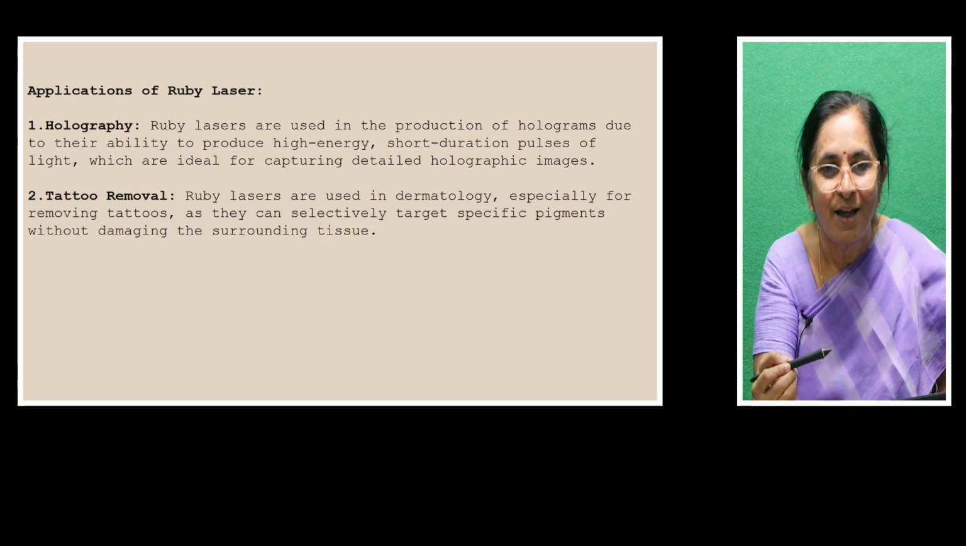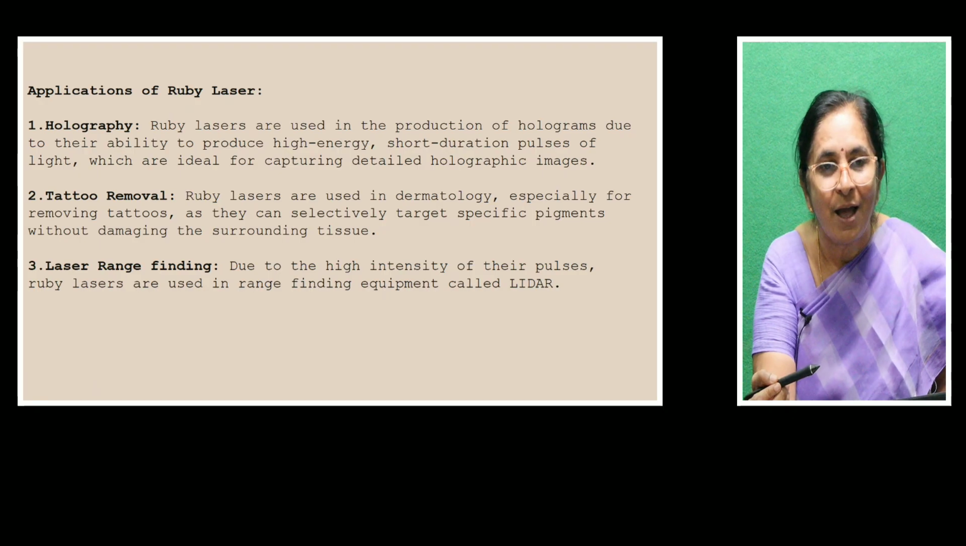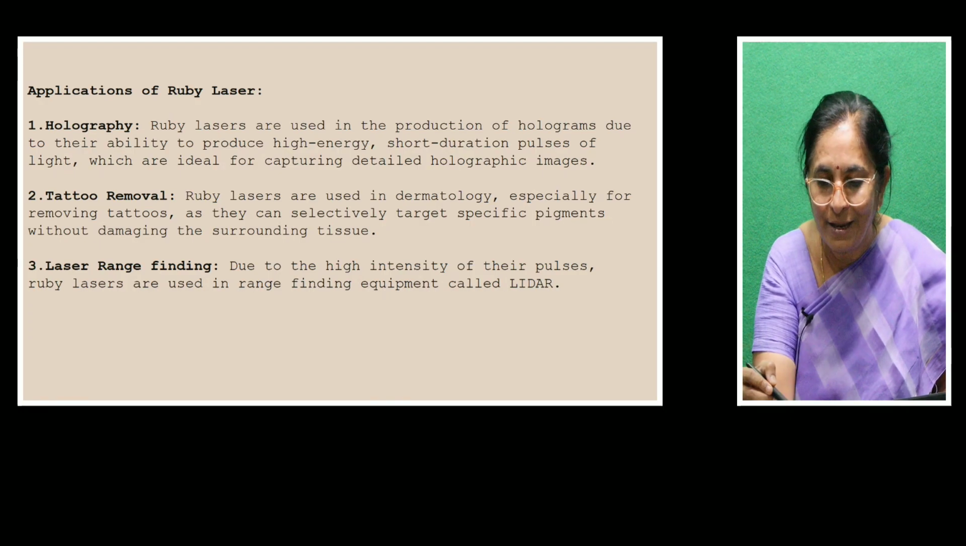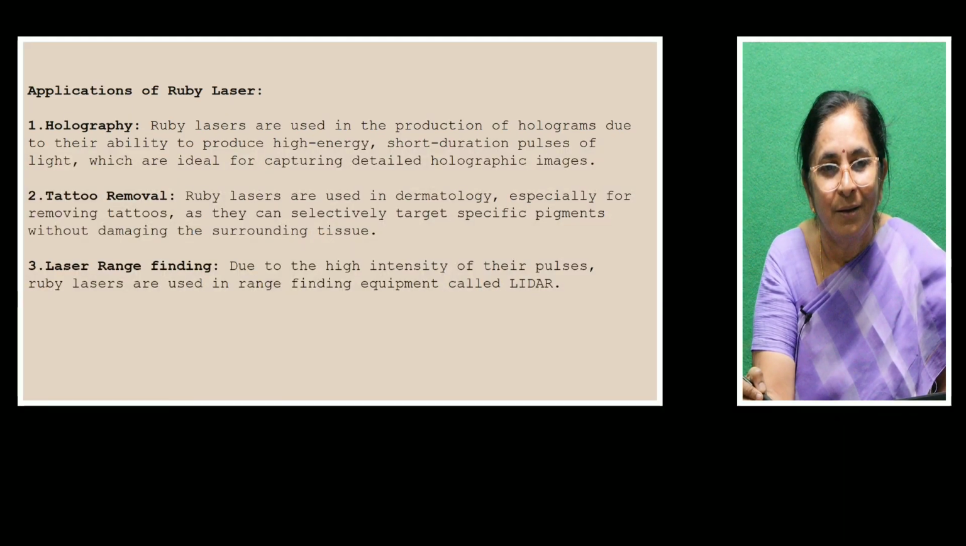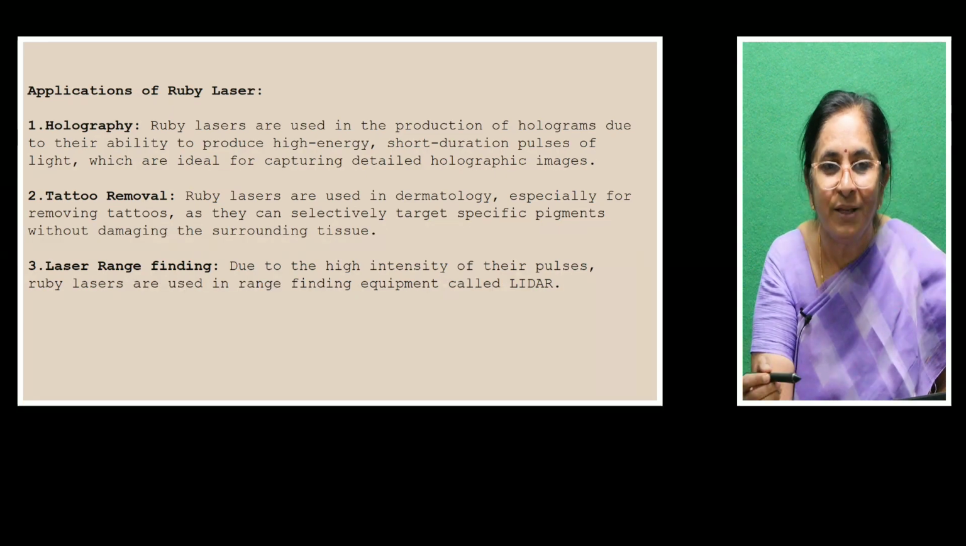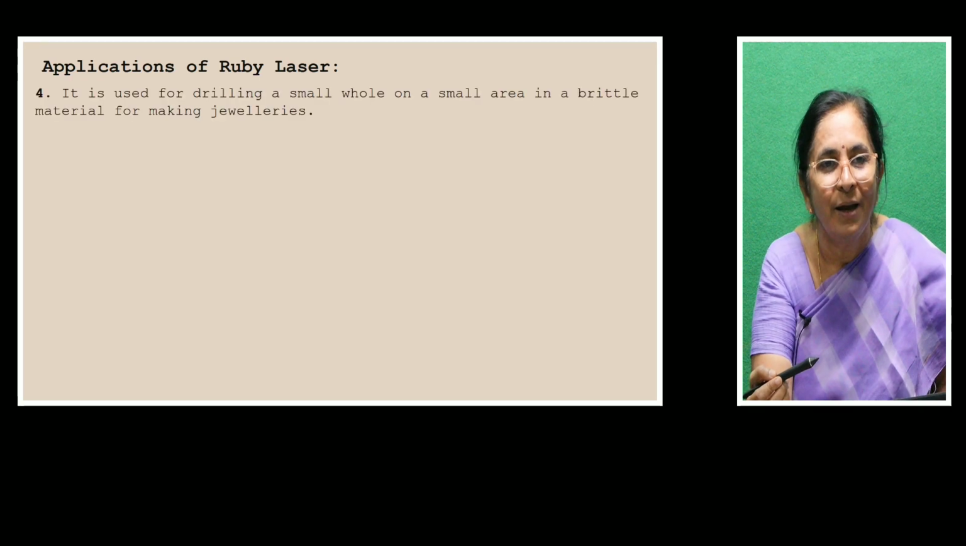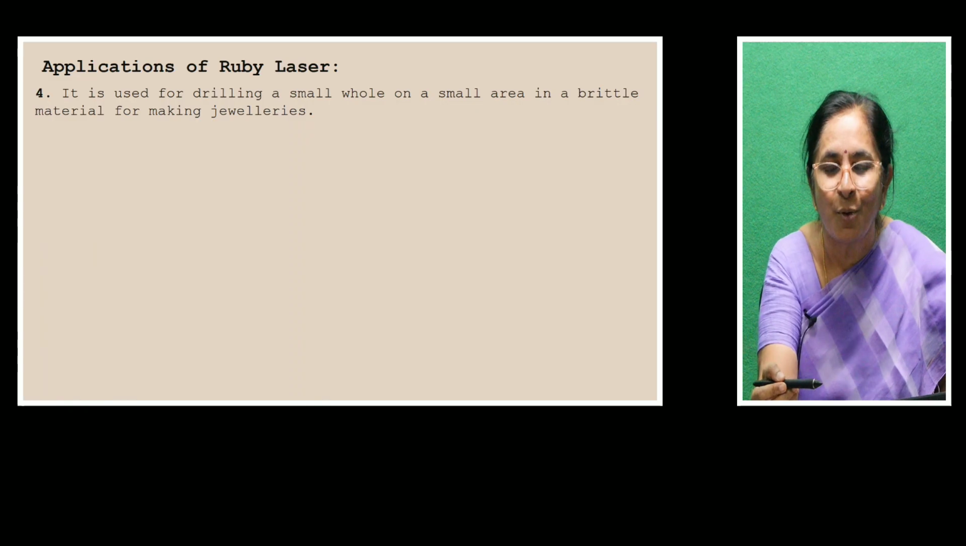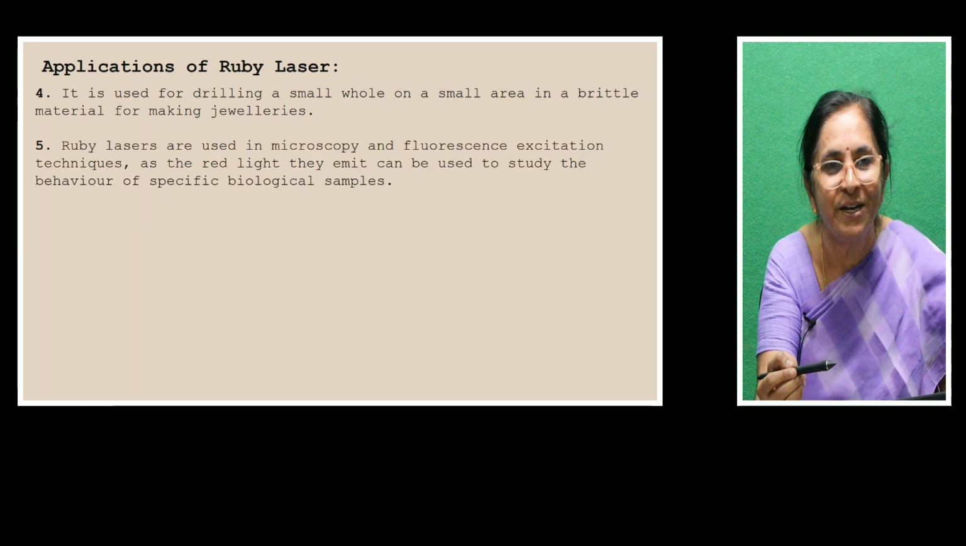Applications of the ruby laser: they are used in holography to create beautiful holographic images, and for tattoo removal and wrinkles on the face. This ruby laser is also used in range finding like LIDAR, light detection and ranging. For communicating between spacecrafts, we can use this ruby laser also. Other applications include drilling small holes in a thin crystal of small area so that they can be used in ornaments.